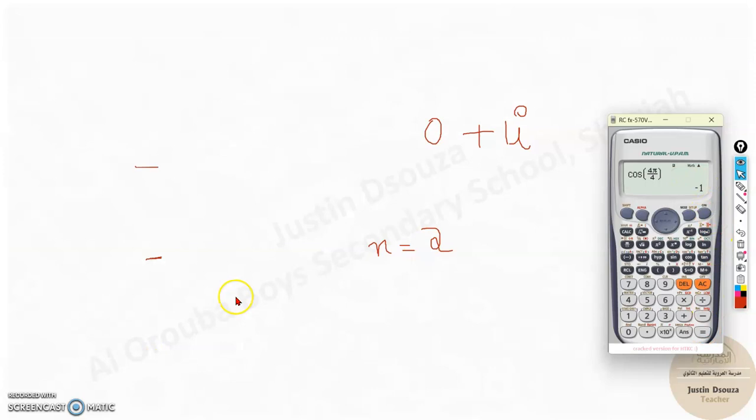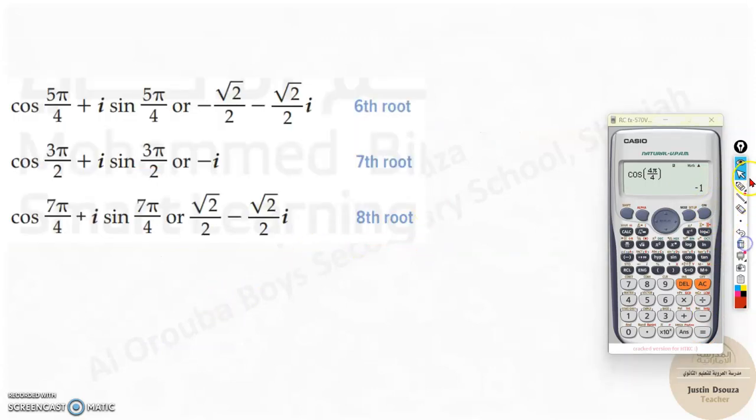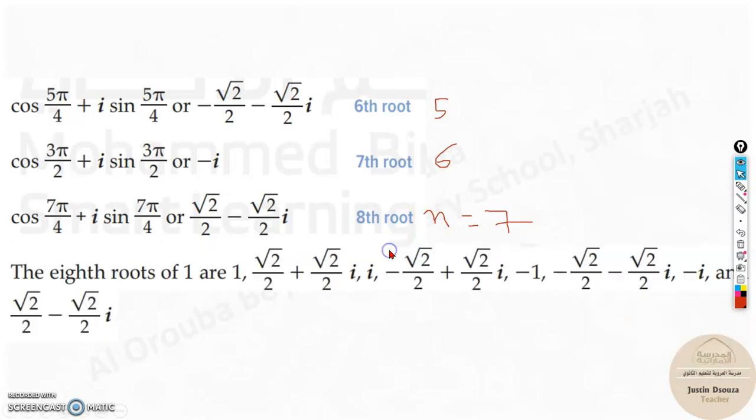You can do it continuously up till the 8th root. That means this is n equals 7, this is 6 and this is 5 and so on. We did till 4. This is 5, 6, 7. Let me do the last one over here. So all you need to do is 7 pi by 4. The cos answer is root 2 by 2. And what about sine? That is minus root 2 by 2. So these are all the roots: first root, second, third, fourth, fifth, sixth, seventh, and eighth.